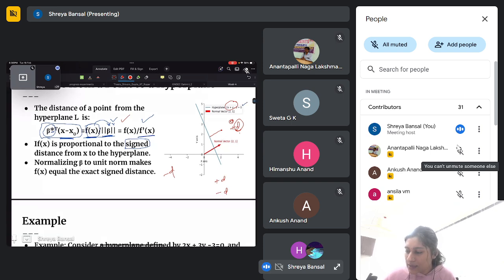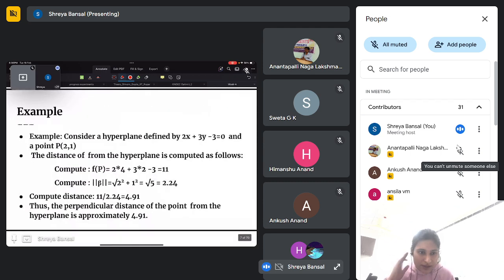Okay, so next is this example. It is a very simple example which gives you an idea of how to calculate these values. Let's say your hyperplane is 2x plus 3y minus 3 is equal to 0, where beta 1 is this, beta 2 is this, and beta naught is this. And your point is 2, 1. So let's say this is the line and this is the point, somewhere on the 2D plane. Now you want to compute the distance. As I already told you, the distance can be computed with the help of this f(x). So just put this point in this equation.